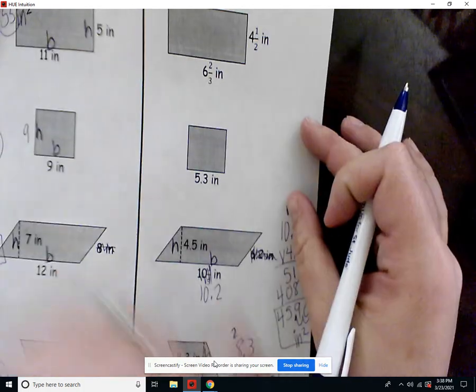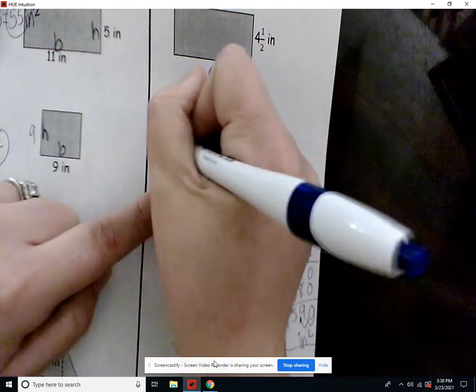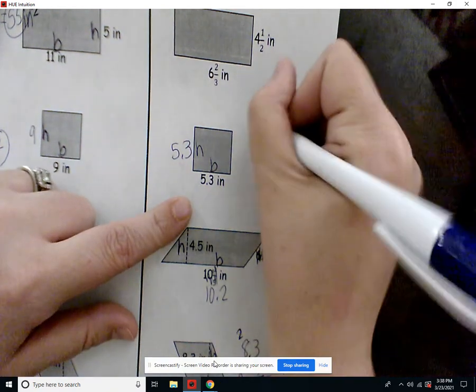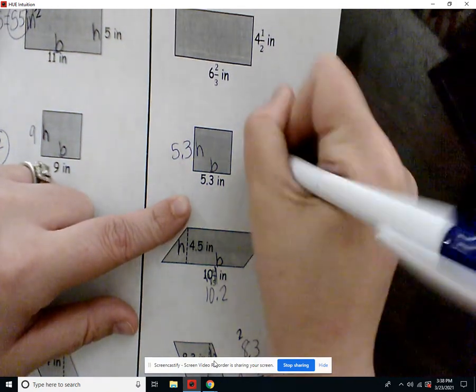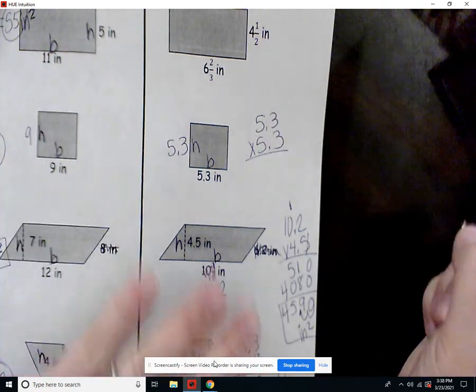All right, now for our square. So again, we need to find our base and our height. Our height is not there, so again, it's going to be the same, which is 5.3. So for this, don't do 5.3 times 2. It's 5.3 times 5.3. Then we're going to multiply.